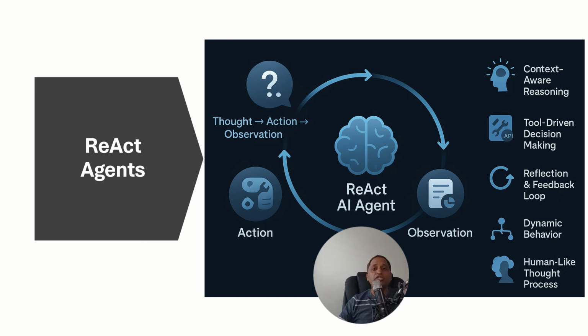So this structure gives the agent a kind of short-term memory and control flow, allowing it to make decisions step by step rather than guessing everything in one go. So it is ideal where the agents need to combine reasoning with tool use, deal with incomplete information, and adjust the plan based on what they learn.